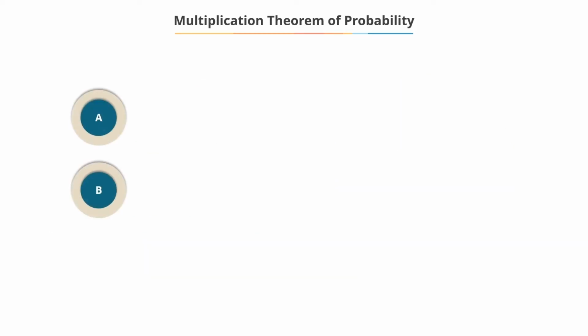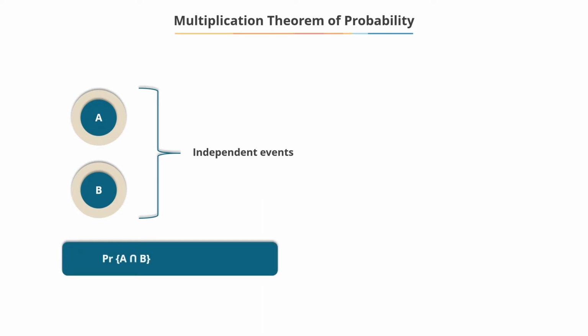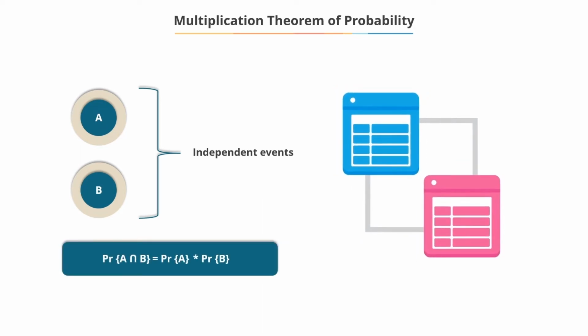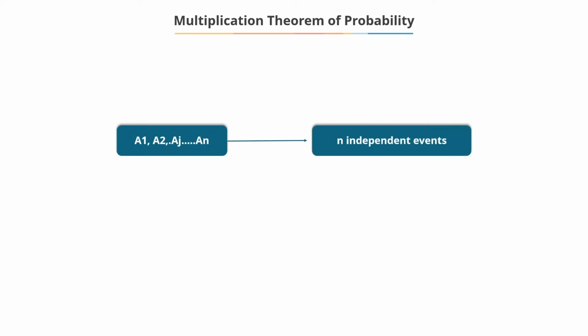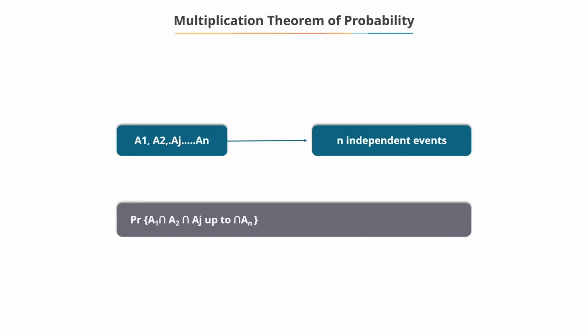When A and B are independent, it follows that the probability of A intersection B equals the probability of A multiplied by the probability of B. In other words, the probability of simultaneous occurrence of A and B is the product of the two probabilities. Generally, for n independent events, the probability that all events occur is the product of their probabilities. Then, the probability of A1 intersection A2 intersection A3 up to intersection An is equal to the probability of A1 multiplied by the probability of A2 multiplied by the probability of A3 up to multiplied by the probability of An.